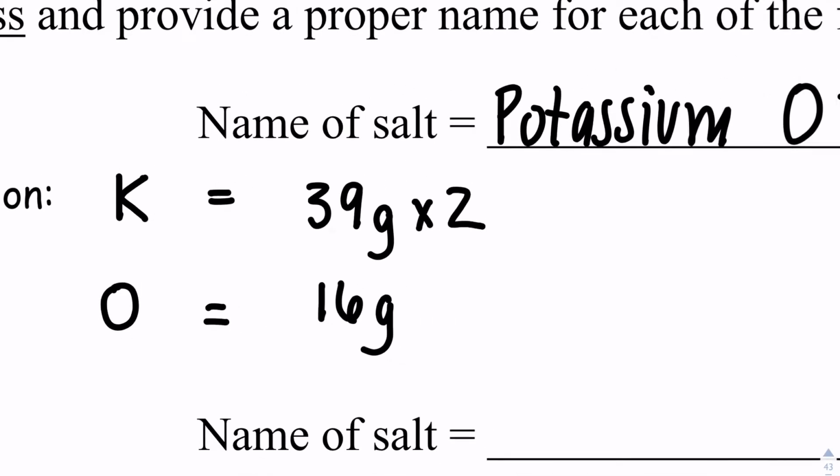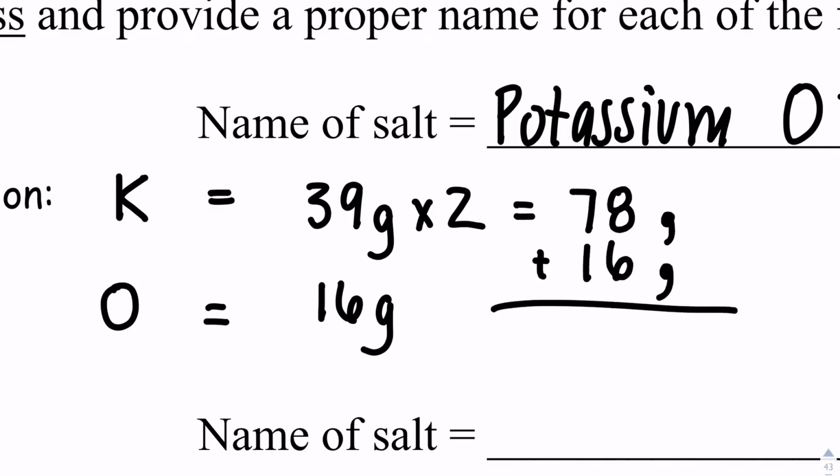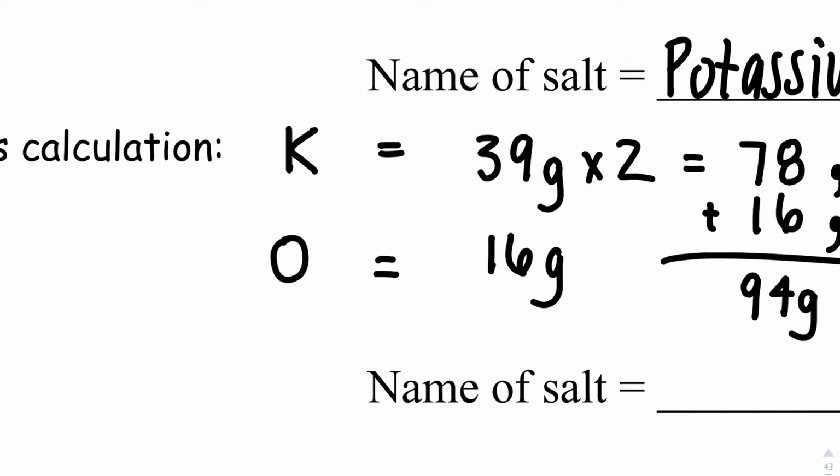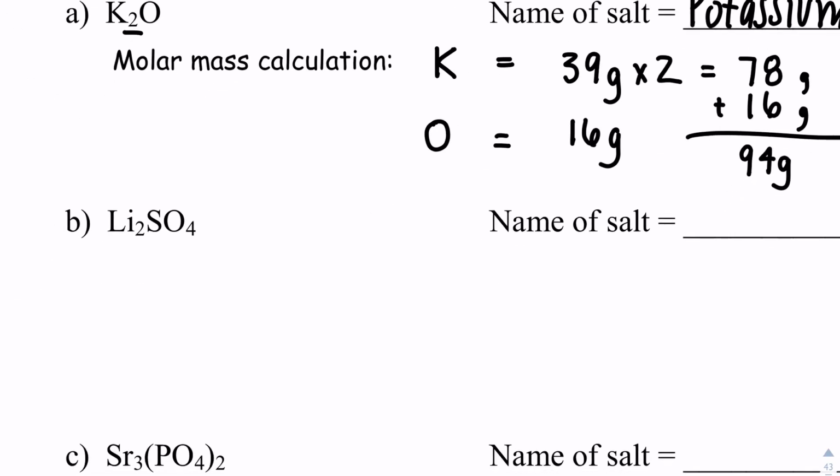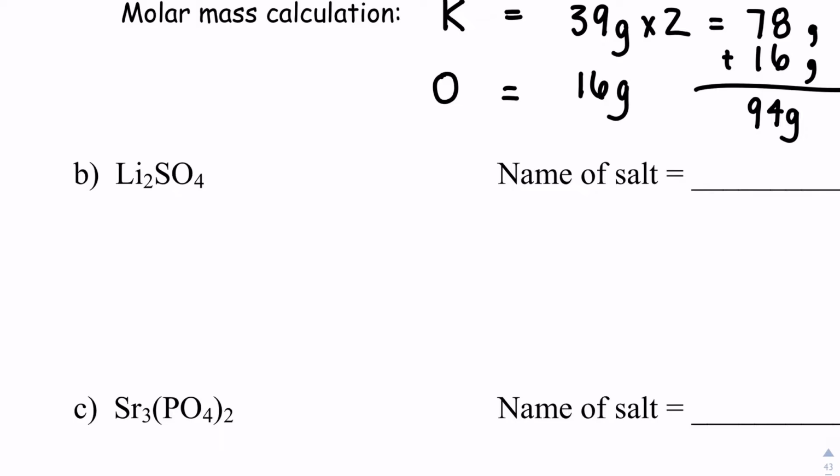So 39 times 2 is 78, plus 16 gets us 94. The molar mass of potassium oxide is 94 grams. Let's do letter B. So again, let's name the salt first.